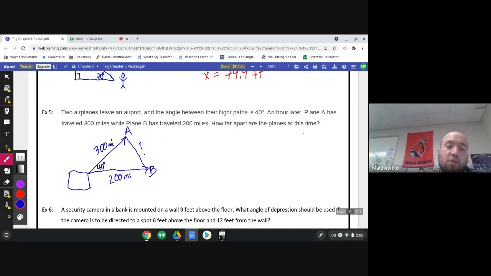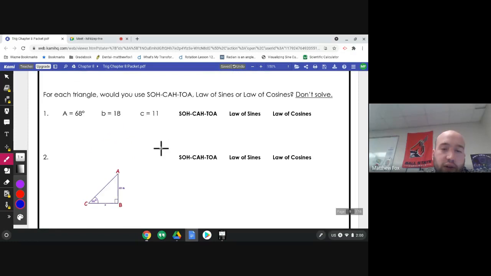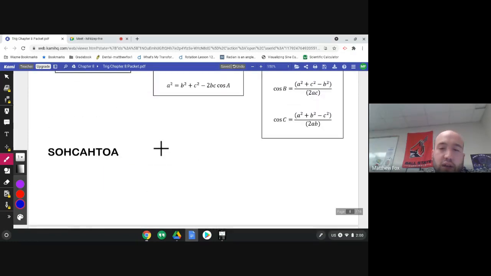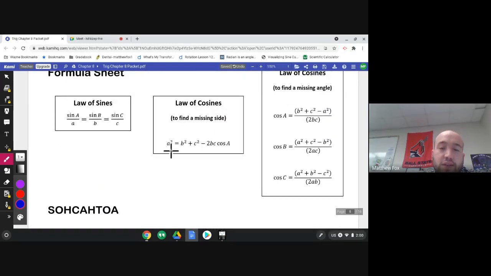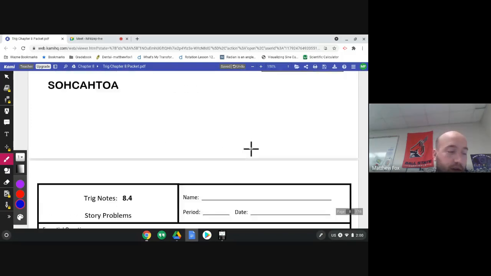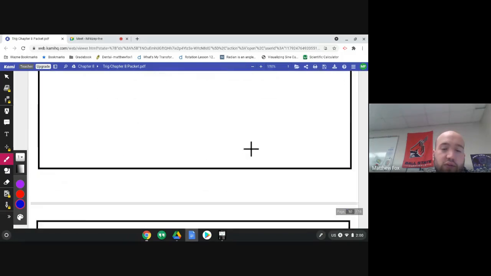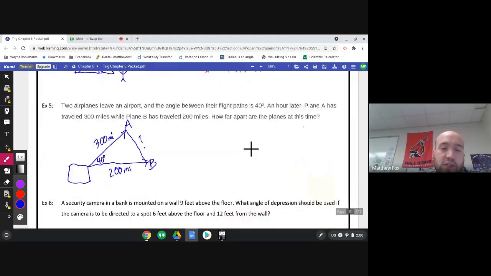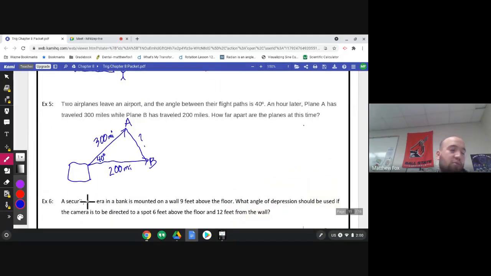At this point now, we do have enough information to figure out what this missing side is. We have a side, an angle included, and another side. So SAS, we can use our law of cosines. So if we go back to our formula sheet, law of cosines here to find a missing side. So if you don't have that written down, you can write it down. Now in that example, it was for the missing side A. We are missing side C here, but it's the same approach.